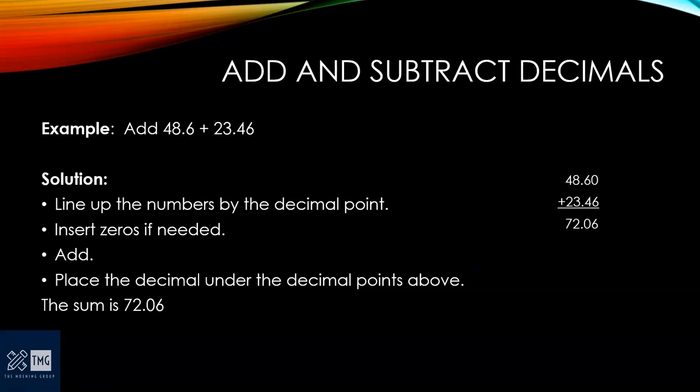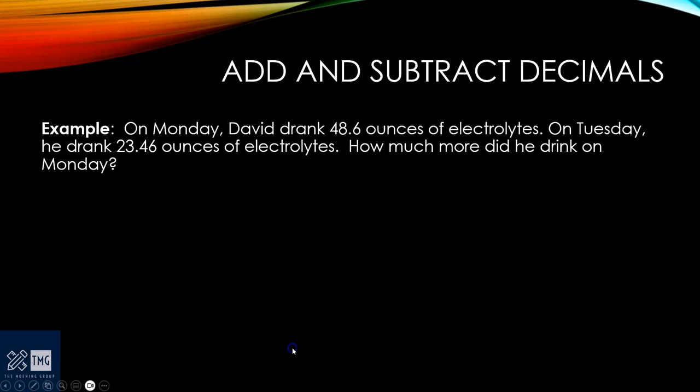So you can just go straight down. 0 plus 6 is 6. 6 plus 4 is 10, so 0, carry the 1. 1 plus 8 plus 3 is 12. Got the 2, carry the 1, and we end up with a sum of 72.06. All right, let's do an application type problem.